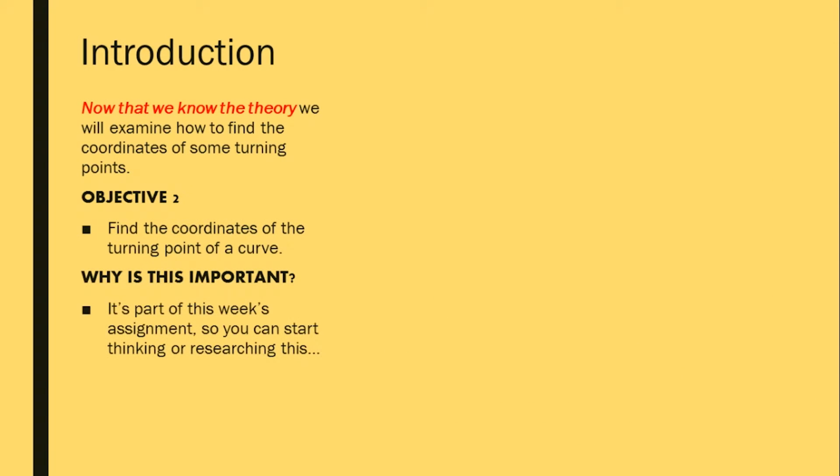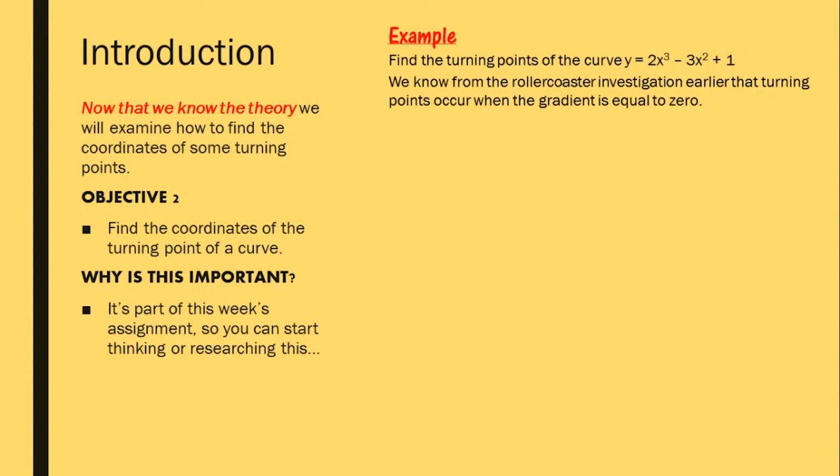So stick with the same objective, and we'll work through. Find the turning points of the curve y equals 2x cubed minus 3x squared plus 1. We know from the roller coaster investigation earlier on that turning points occur when the gradient function is equal to 0. And how do we get the gradient function? Going back to the first and second of our lessons, we get the gradient function by differentiating. And we're going to differentiate our curve expression up above.